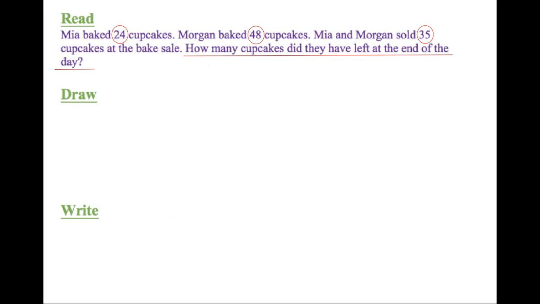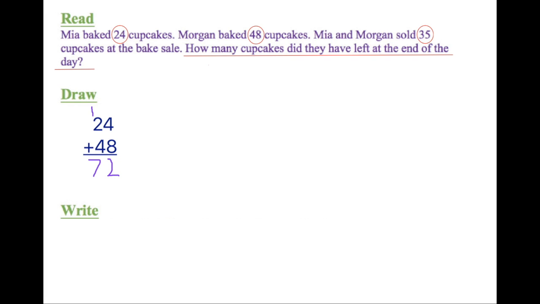Now we're going to move on to our draw step. We need to figure out what is our first step of this problem. We know that Mia has 24 and that Morgan has 48. But before we can find out how many cupcakes they have left at the end of the day, we need to find out how many cupcakes they started with. So we're going to do 24 plus 48 to find out how many cupcakes Mia and Morgan brought to the bake sale. 4 plus 8 equals 12. You're going to carry the 1. 1 plus 2 plus 4 equals 7. So we know that they brought 72 cupcakes to the bake sale. That's how many they started with.